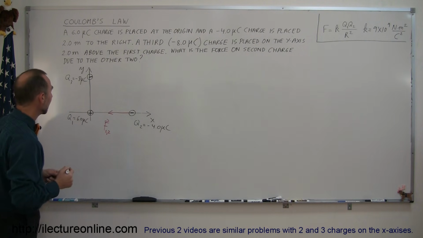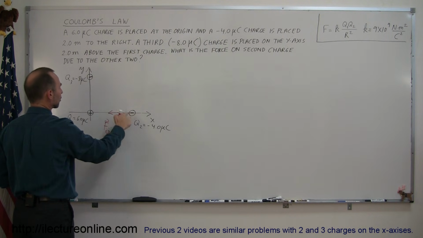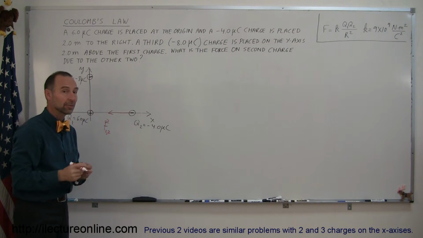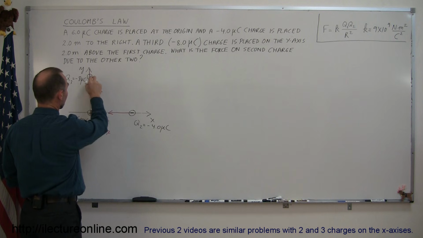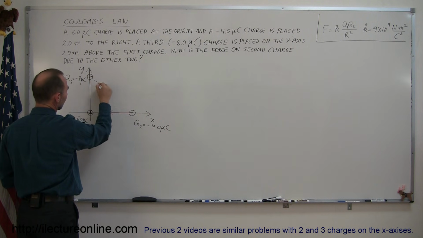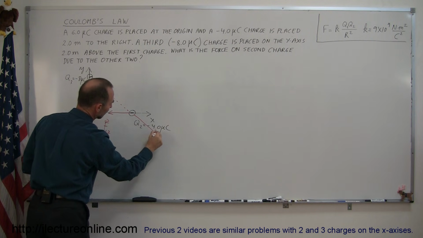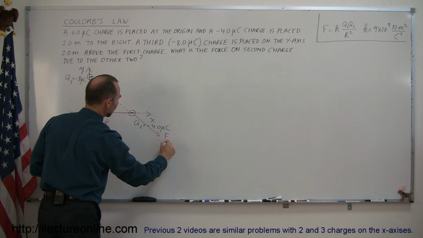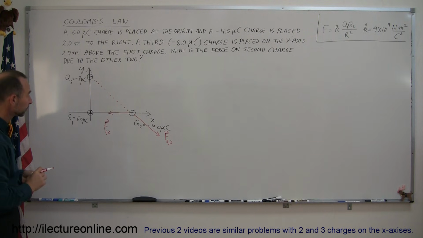Okay, so now we have another charge, and how does this charge affect this charge? Now, since they're both negatively charged, they repel each other. And so that means that this charge pushes against this charge in this direction. And so we have a second force in this direction, call that F2,3. And that gives you a visual explanation of what those forces are.